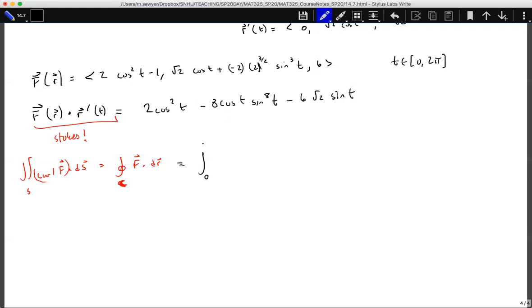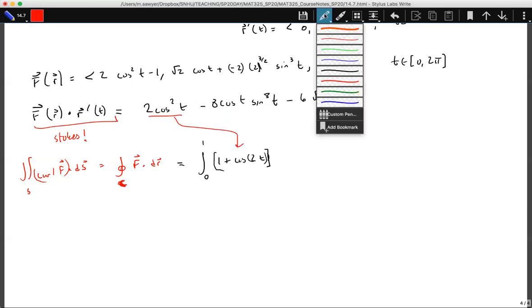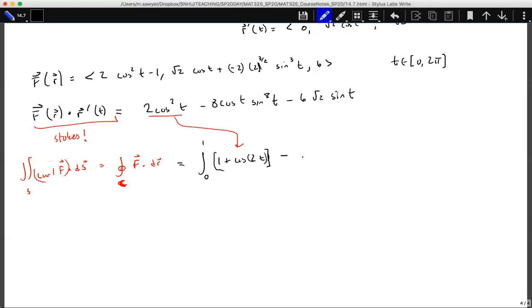So we get the integral from 0 to 2 pi of 1 plus cosine of 2t. This is our first component with an eye towards integration. Now we can make a nice U-substitution. Minus 8 cosine t sine cubed of t minus 6 √2 sine of t dt. So evaluating this, we get 2 pi. So as always, if you have any questions, feel free to let me know.